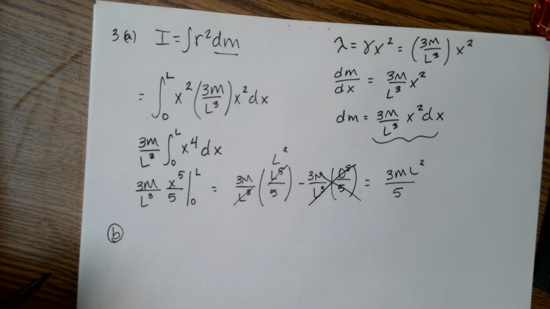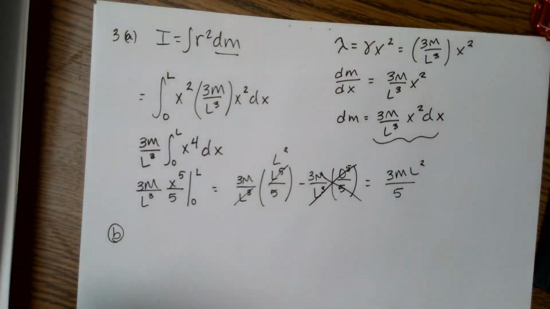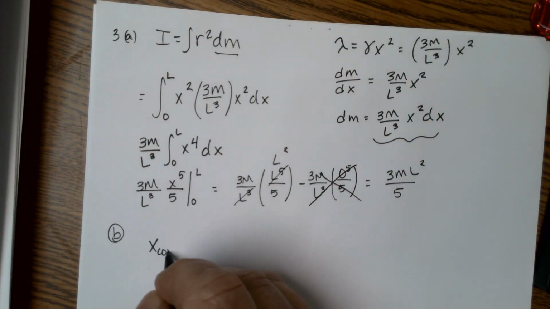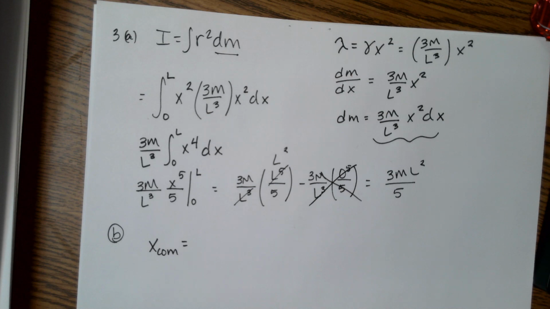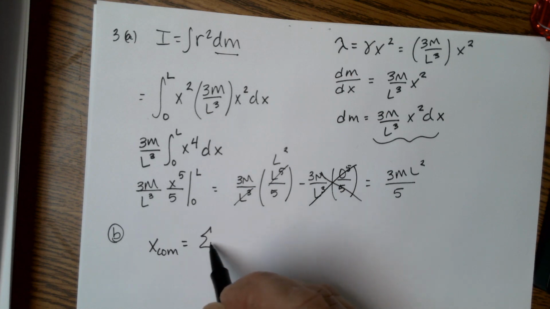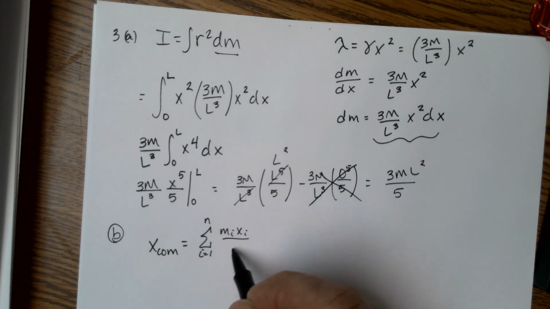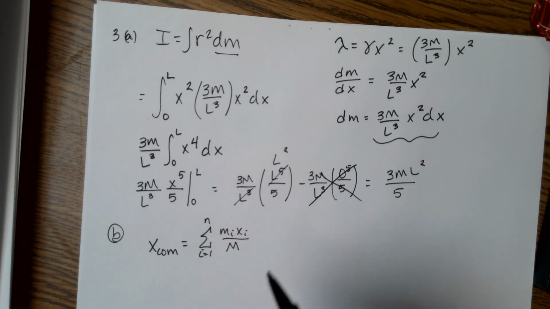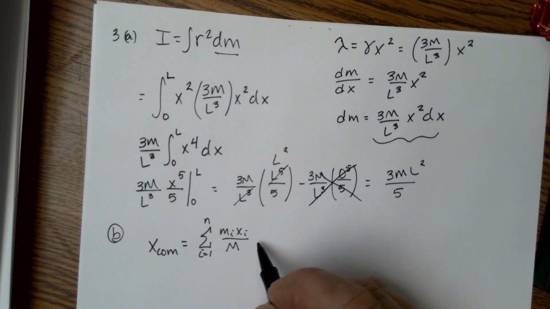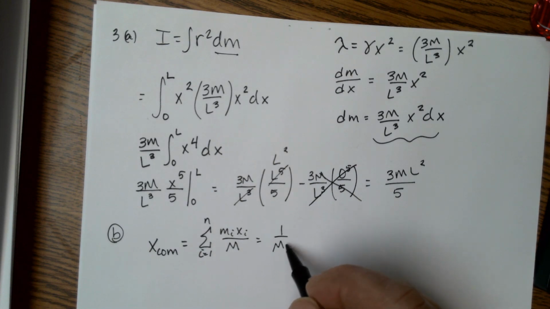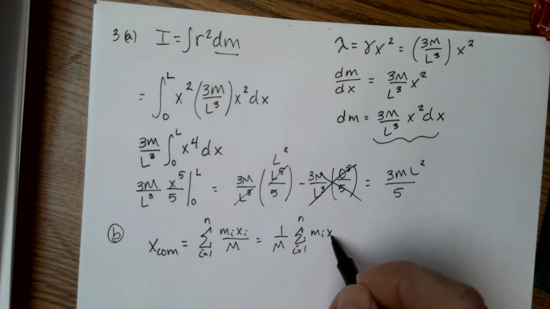Now on B, it says determine the horizontal location of the center of mass of the rod relative to point P and express all your answers in terms of L. So I want the center of mass, x. Alright, well, we learned x as the sum from i equals 1 to n of m sub i, x sub i over M. Okay, and we know that big M is the total mass, and that's a constant. So I could bring that outside and do the sum from i equals 1 to n of m sub i x sub i.